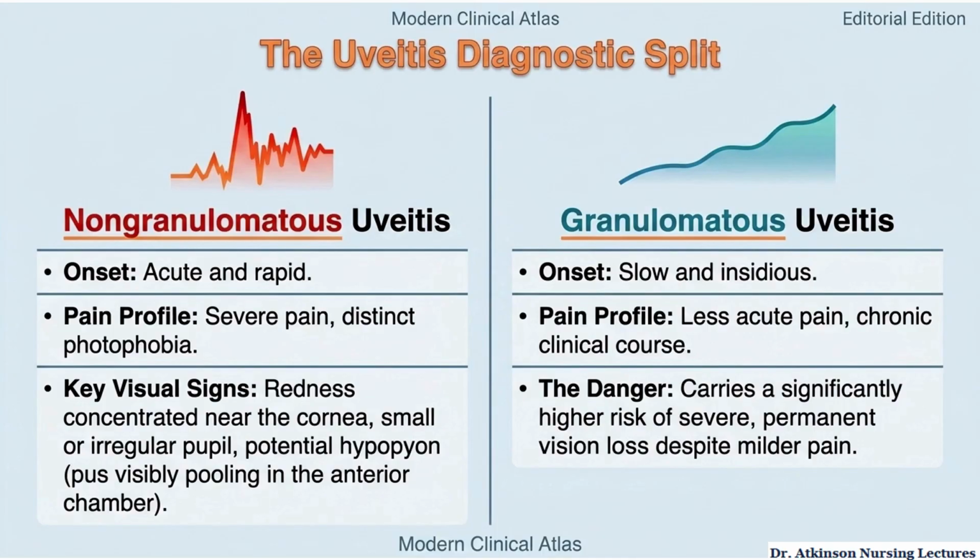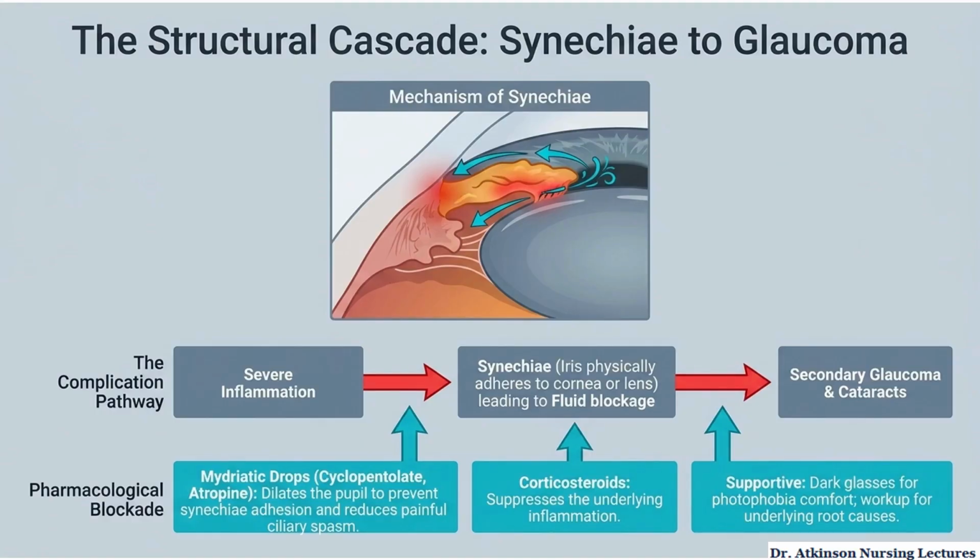Granulomatous uveitis is the opposite, slow and insidious, less acute pain, a chronic smoldering course. And here's the danger. It carries a significantly higher risk of severe, permanent vision loss, precisely because it's quiet. Patients delay seeking care because they don't hurt as much, and by the time they come in, the structural damage is already underway. The quiet one is the dangerous one. Know that distinction.